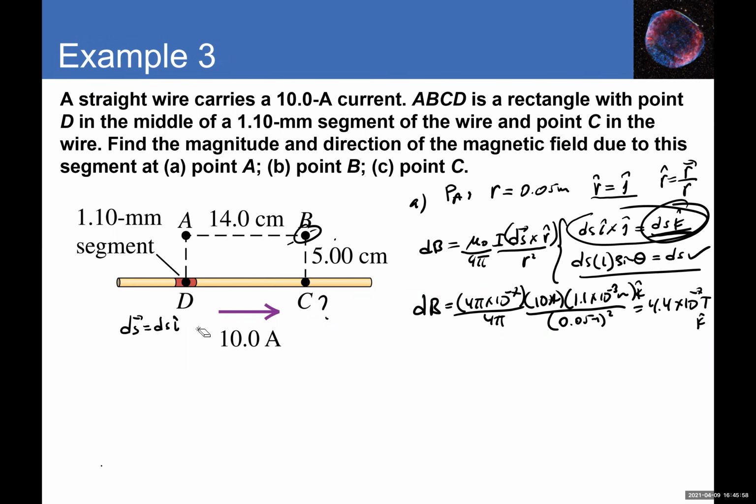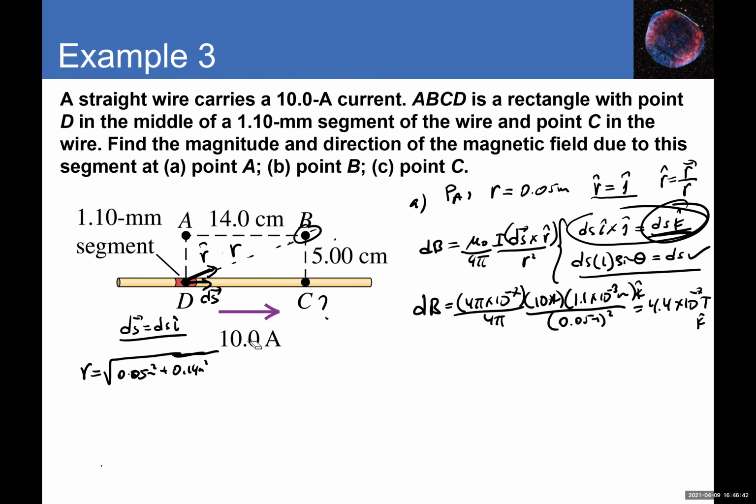So now let's look at point B, which is another point of interest. So here, this is my r, and this is my r hat vector, and let's say this is my ds vector. Again, ds is equal to ds i hat as a vector, and I can find r using the Pythagorean theorem. So it's 0.05 meters squared plus 0.14 meters squared. I can use that to calculate r, which can then be used in our calculations.